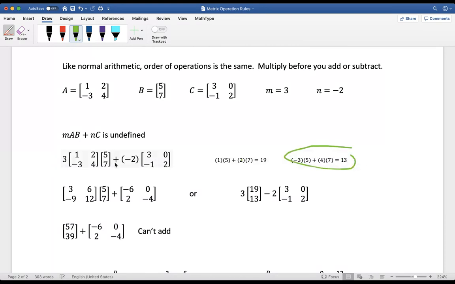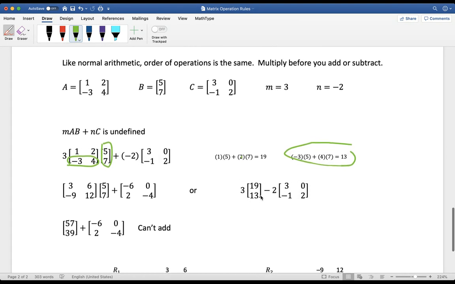I'm doing this row, the first row. I'll get it right here. Like I said, matrices take time. The second row times this one column. That's negative 3 times 5, that's the first element times the first element. 4 times 7, that's the second element times the second element. We add those together and we get this term right here, this 13.